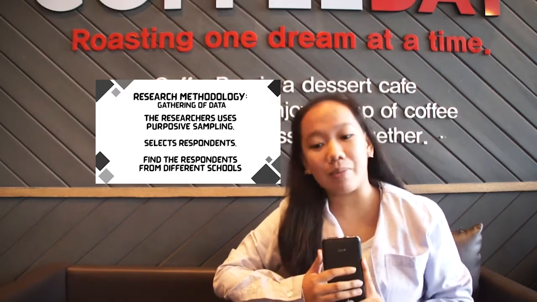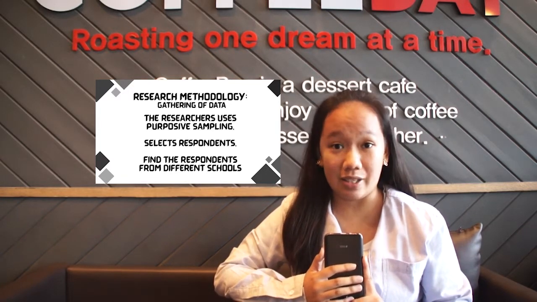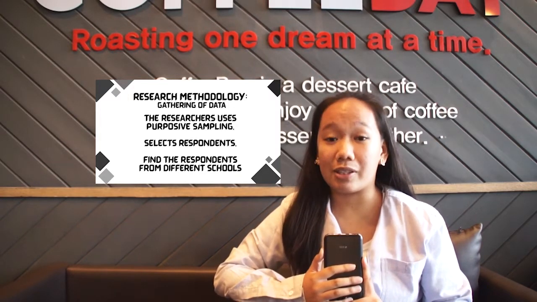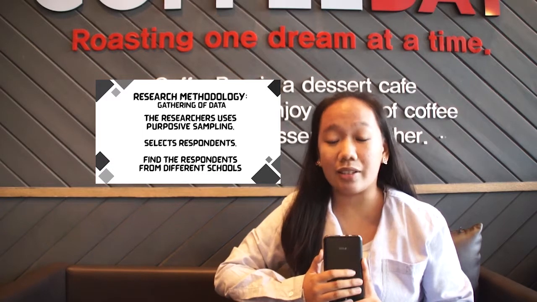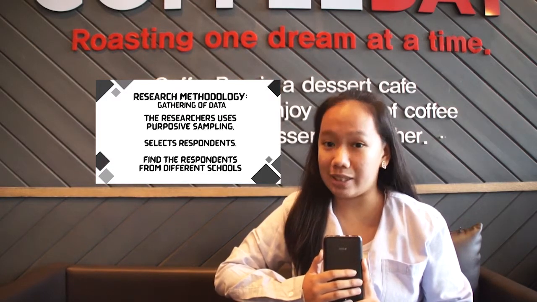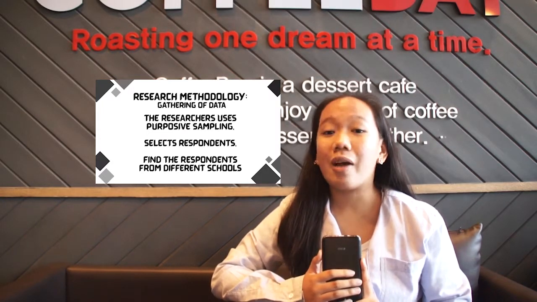The second step is to select respondents who can relate to the study so that they can answer it with the proper knowledge. The last step is to find respondents from different schools so that different data can be gathered without any bias. After interviewing the respondents, the researchers gave them an incentive as a sign of acknowledgement.